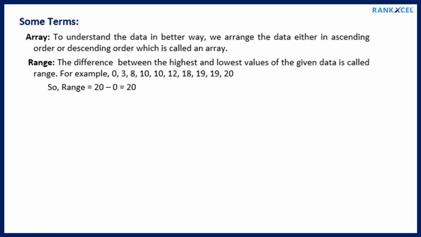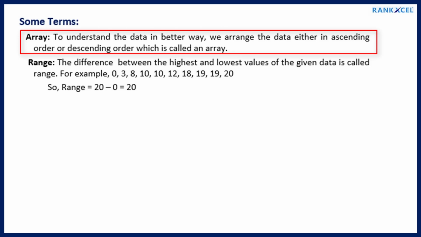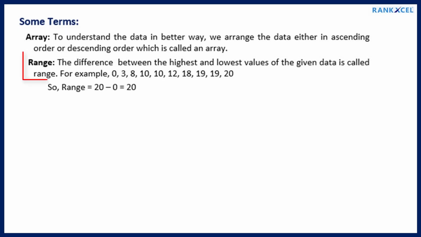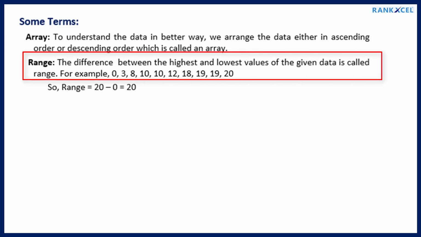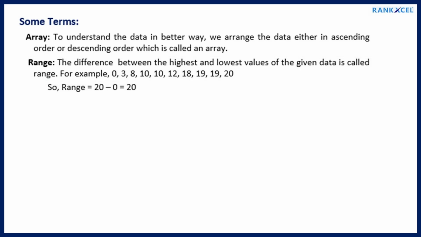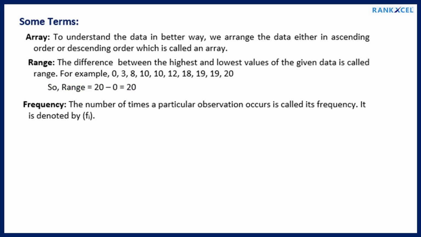Some terms. Array. To understand the data in a better way, we arrange the data either in ascending order or descending order, which is called an array. Range. The difference between the highest and lowest values of the given data is called range. For example, 0, 3, 8, 10, 10, 12, 18, 19, 19, 20. So, range equals 20 minus 0 equals 20.